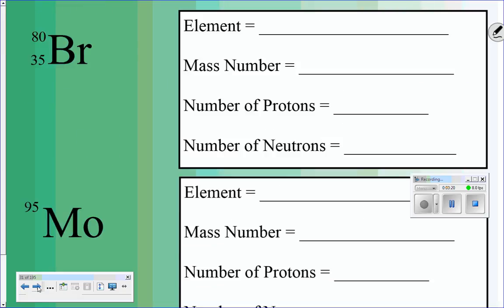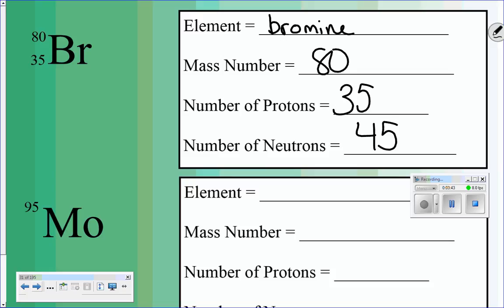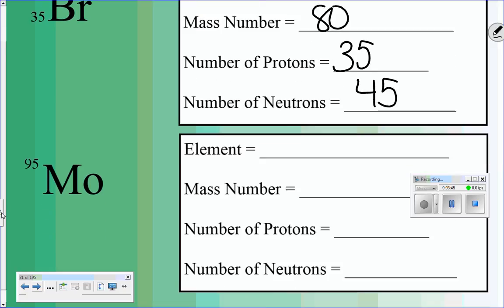Our next one, we have bromine, which has 35 protons, hence the atomic number 35, and that should match up with what we see in the periodic table. Our mass number is given as 80, which means we have 45 neutrons, which we get by subtracting them.